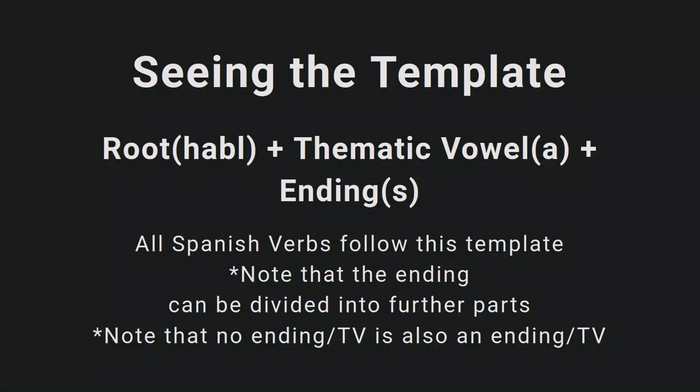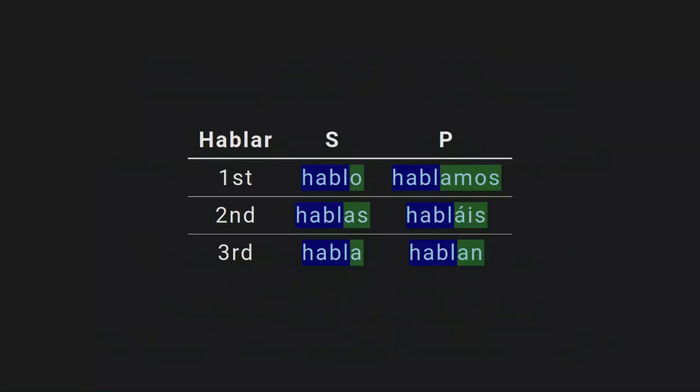Now that you can see the template, let's represent it this way. The root plus the thematic vowel plus the ending. All Spanish verbs follow this template. Note that the ending can be divided into further parts, and that no ending or the thematic vowel is also an ending. So we'll see this in a second when we look at our sample verbs.